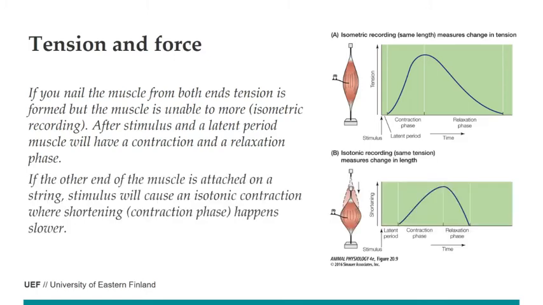And the same phases also happen when we have this contraction in the isotonic contraction. But now, for example, on one end it's not nailed, but there is, for example, a string which is moving together with the muscle. So because the muscle can contract, some time is used so these thick and thin filaments are moving across each other, and that's why this contraction phase happens a little bit slower.